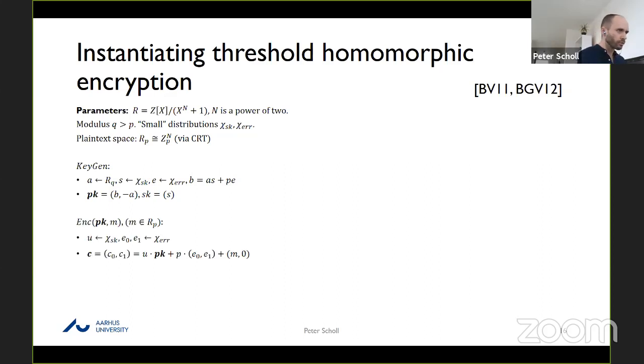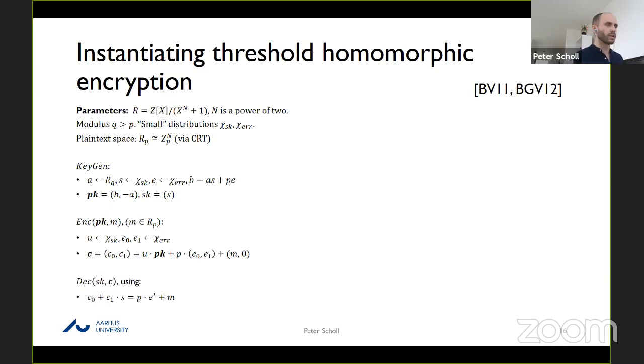Okay, then encryption. The details are less important here, but basically to encrypt a message M, you take the public key and then you re-randomize it using ring LWE again, where we multiply the public key by some small polynomial U, which is kind of like another secret key, then add on some noise terms and add on the message to one of the last entries.